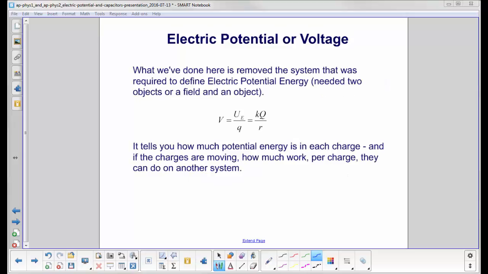Another way of looking at what we've done is we have removed the system that was required to define electric potential energy. Electric potential energy required at least two objects or a field and an object. We have now divided out one of the charges. We have this property of the space surrounding this charge Q, and it basically tells you how much potential energy is in each charge, and if the charges are moving, how much work per charge they can do on another system.